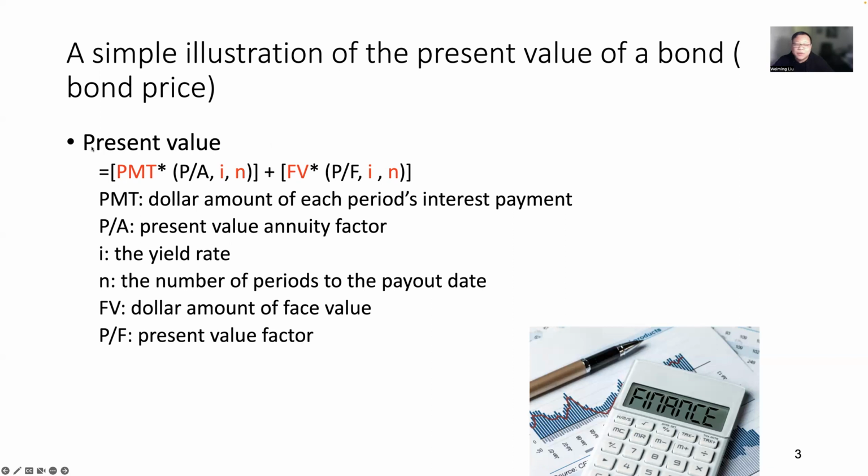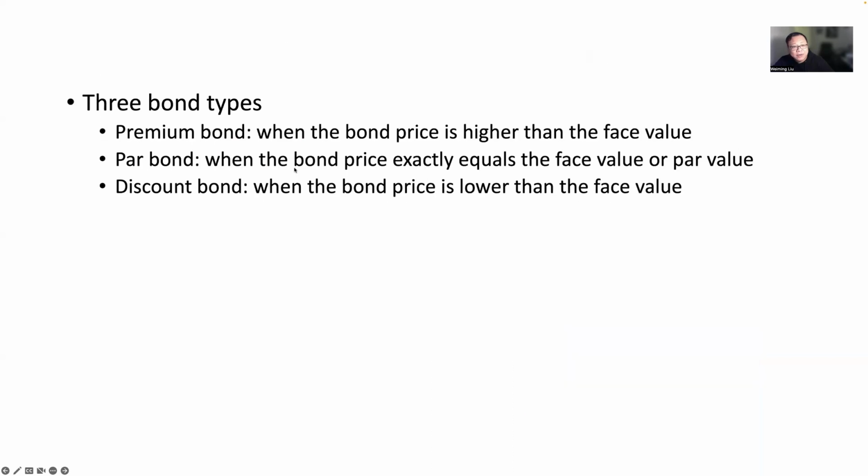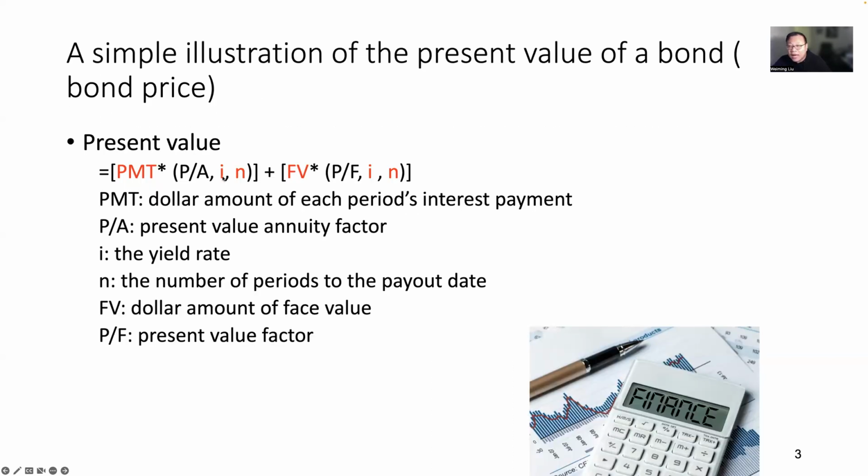From this formula, you can see that we're going to use the payment, the future value, and I, the interest rate. This is the yield rate, not the coupon rate. And N is the number of payment periods.